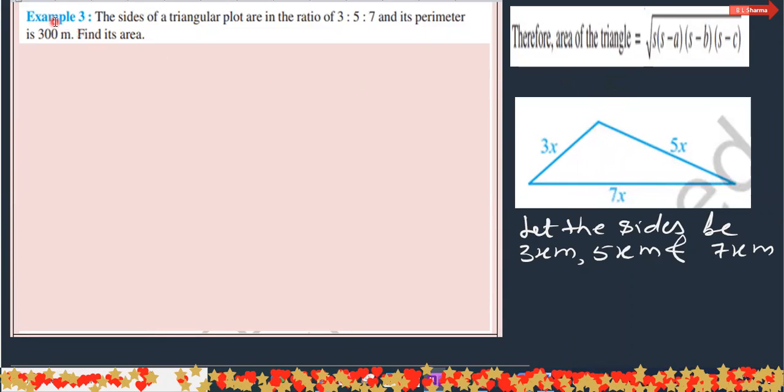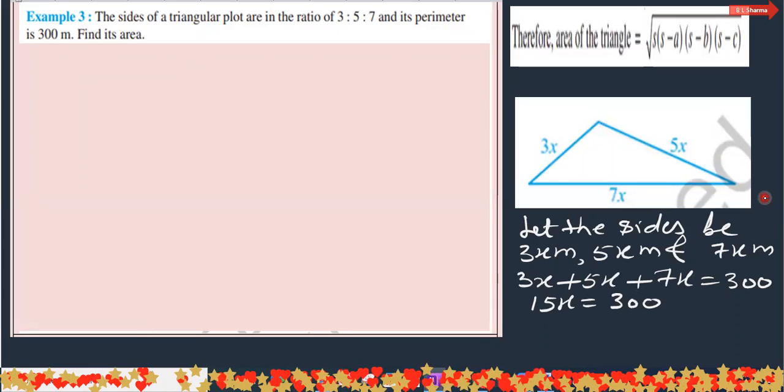It is given its perimeter is 300 meter. So further we can write, it is given that 3x plus 5x plus 7x is 300 meter. So 3 plus 5 plus 7, that is 15x is equal to 300. So x is equal to 300 upon 15, that is 20. So the value of x here is 20.